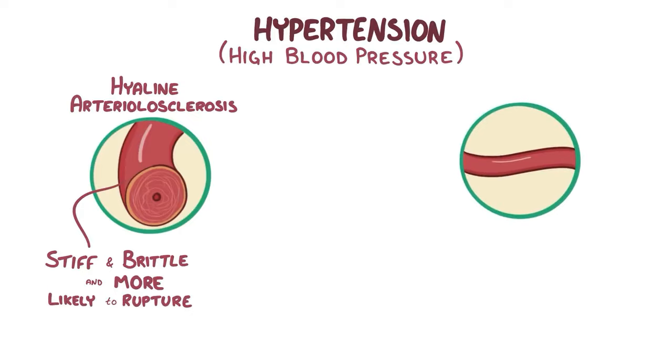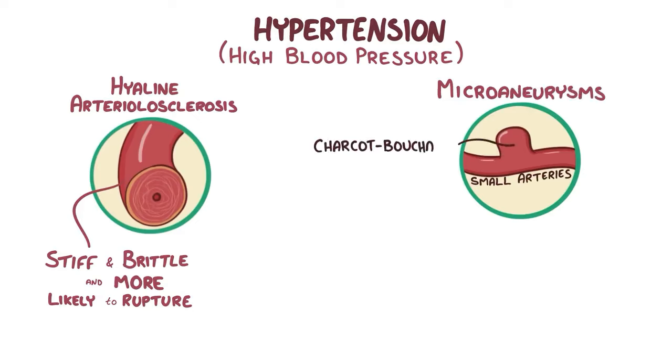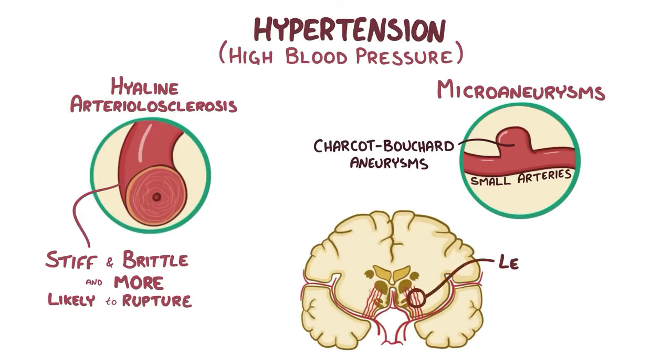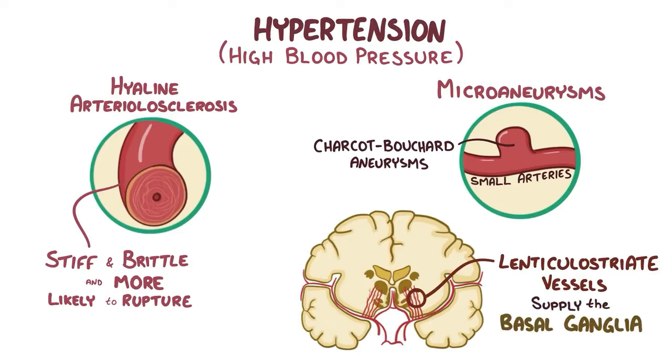Hypertension can also cause tiny bulges in the walls of the small arteries, called microaneurysms. These microaneurysms are called Charcot-Bouchard aneurysms, and they're more likely to be found on small arteries like lenticulostriate vessels, which arise from the anterior part of the circle of Willis and supply the basal ganglia.